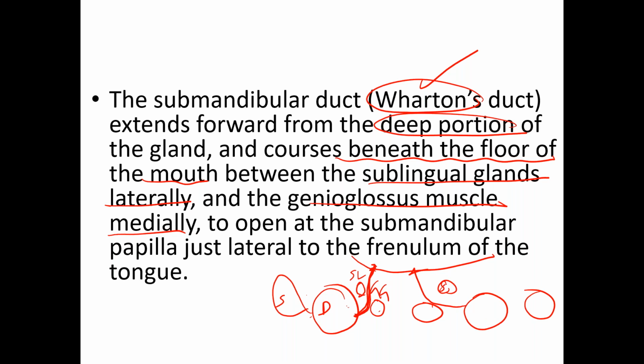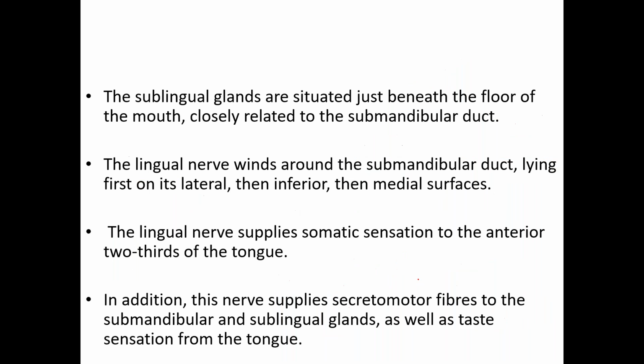So this is the sublingual gland. As you could see, the hyoglossus muscle is here. Okay, this is the deep lobe and this is the superficial lobe. So this is how you understand the anatomy of the submandibular gland.